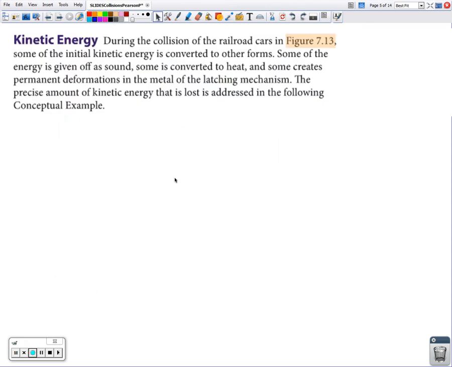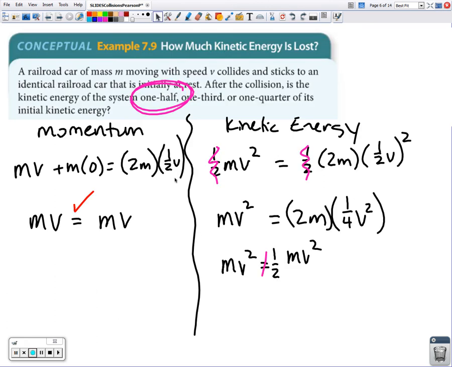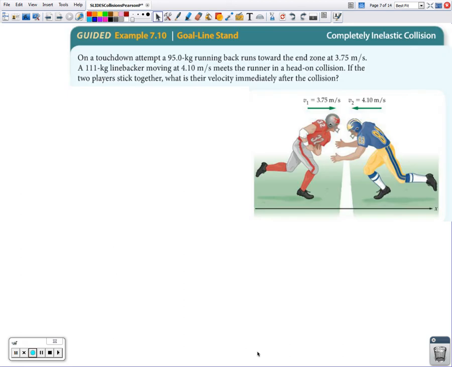But when we analyze the kinetic energy, momentum is conserved in that situation, but kinetic energy is not conserved, and we only end up with half of the amount of kinetic energy that we started with. That's not conserved, but that's what happens in that inelastic collision. Okay, good there. All right, let's take a look at this example problem, example 7.10, the goal line stand.